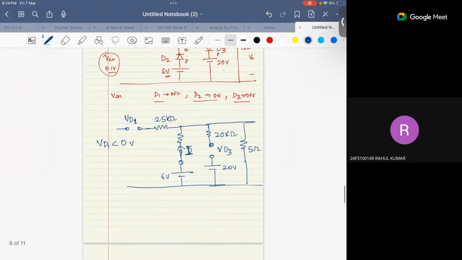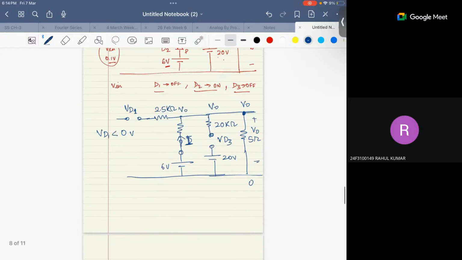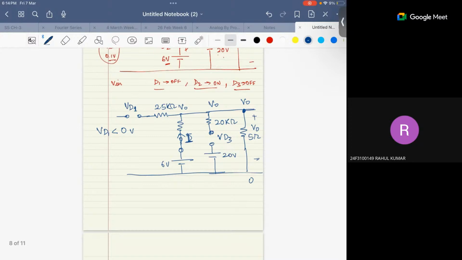Now, let's say this is V naught, right? So let's take this as grounded. So this will be V naught. This is also V naught. This is also V naught, right? So can you write the nodal equation?